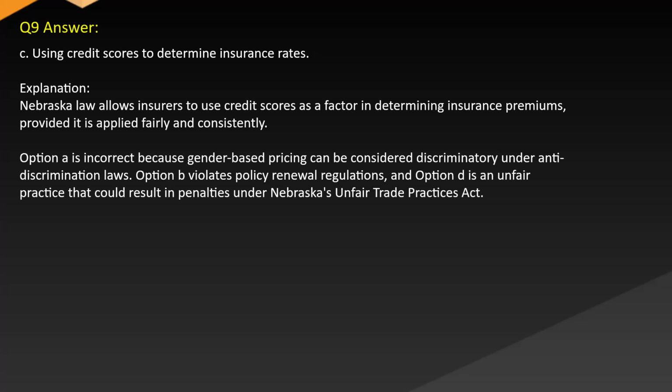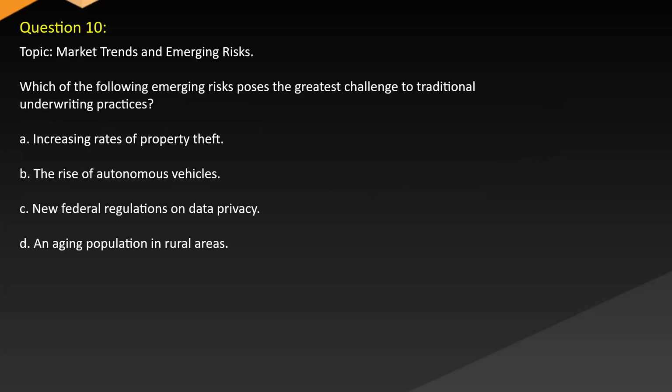Answer. C. Using credit scores to determine insurance rates. Explanation. Nebraska law allows insurers to use credit scores as a factor in determining insurance premiums, provided it is applied fairly and consistently. Option A is incorrect, because gender-based pricing can be considered discriminatory under anti-discrimination laws. Option B violates policy renewal regulations, and option D is an unfair practice that could result in penalties under Nebraska's Unfair Trade Practices Act.